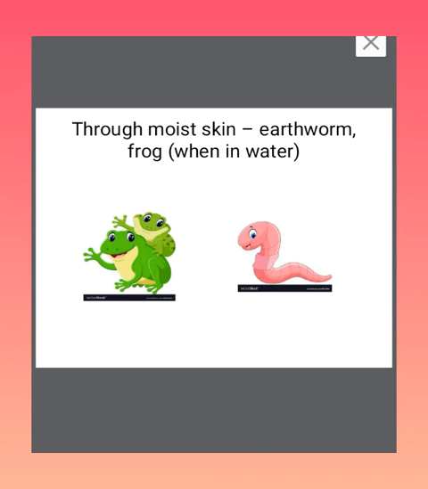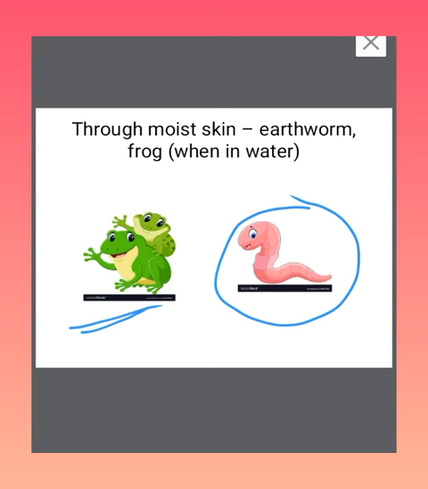Now there are some animals which breathe in a different way. Why am I saying a different way? Because some animals breathe through moist skin. You can see this is the earthworm over here. The earthworm breathes through its moist skin. So does the frog when it is in water, especially.